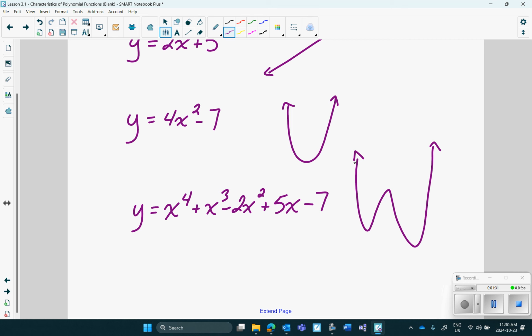So we haven't seen these before. We haven't graphed ones that have had x cubed or x to the fourth or x to the fifth in them. Those are called polynomial functions, and those are what we're going to be talking about in this unit. So it's another type of graph that we're going to be looking at.